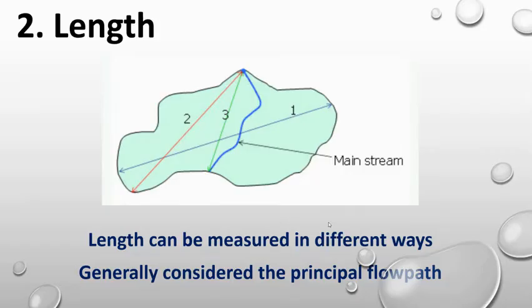A watershed can have a length. Now, it's measured in different ways because watersheds have these crazy shapes. So you can measure it at its widest point. You can measure it from the mouth of the river to the source of the river. You can even measure it from the mouth of the river to the farthest point. But usually we talk about the length in terms of the principal flow path of the river.